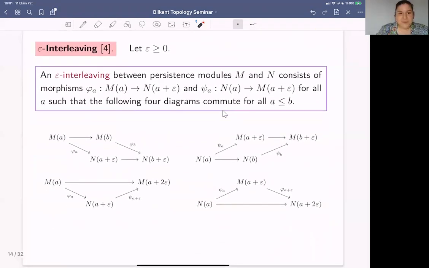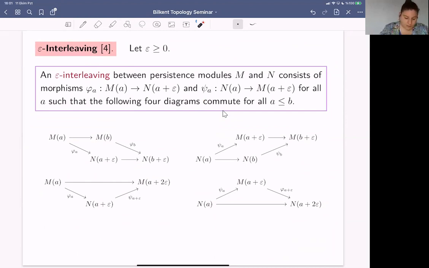And let me go back to algebraic structure. Again, I have two persistence modules, and now I'm going to consider two morphisms, from M to N and from N to M. This time I have two morphisms, let's say phi and psi, but now I am allowed to shift the maps by epsilon units. If I have two morphisms which satisfy the following four diagrams, then I say that these two persistence modules are epsilon interleaved.